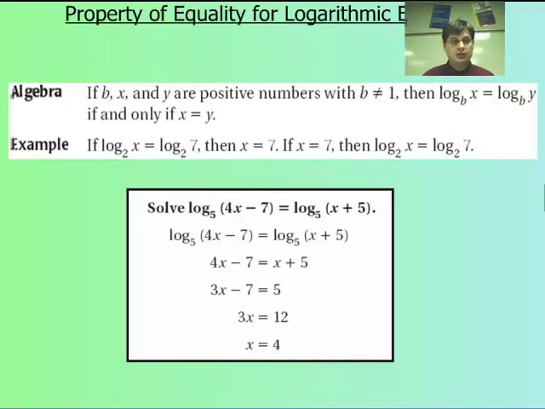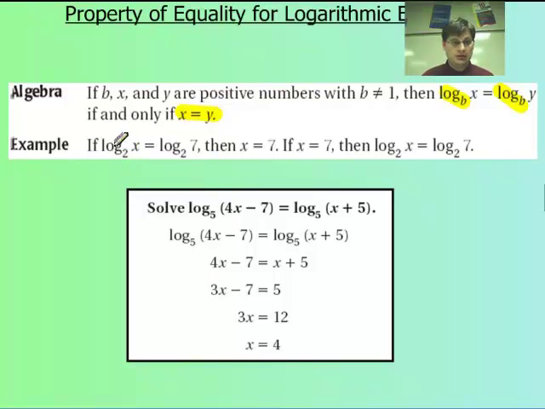Okay, so now let's look at the property of equality for logarithmic equations. This simply states if b, x, and y are positive, given that b is not equal to 1, if I have log base b of x is equal to log base b of y, well, y would be equal to x, or if and only if y would equal x. So if they're equal and I'm doing a log on either side of the same base, then what we're doing a log of is going to be the same.